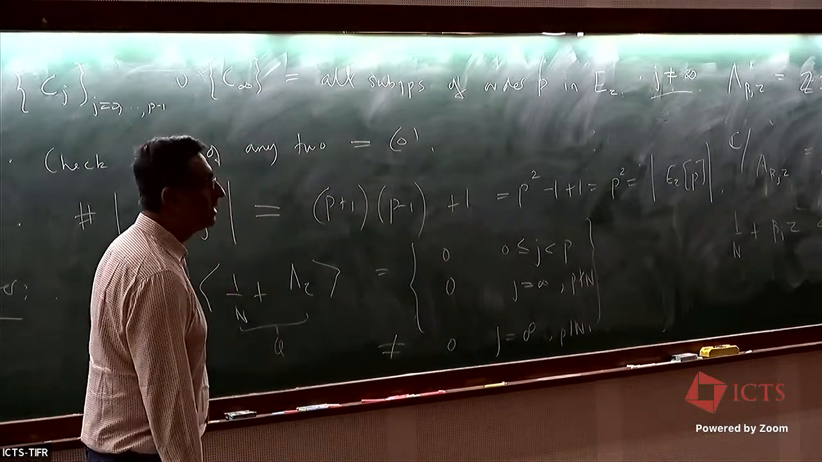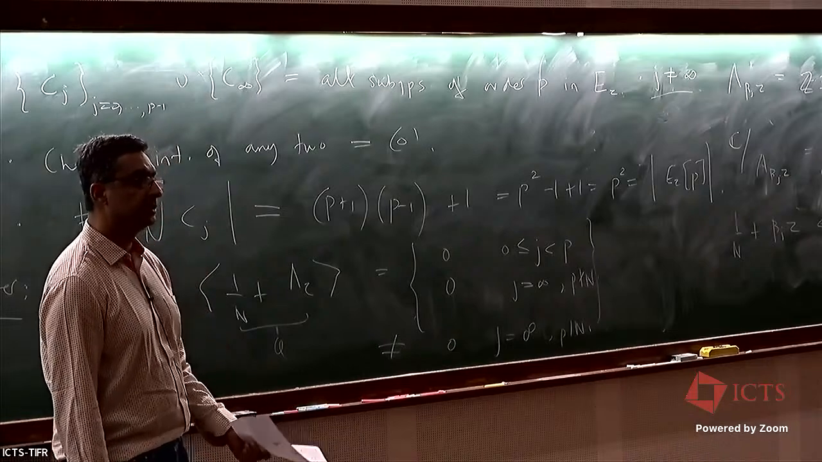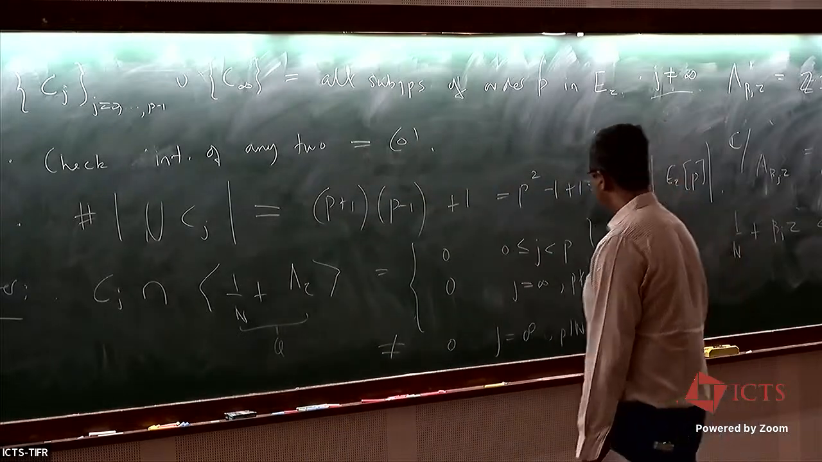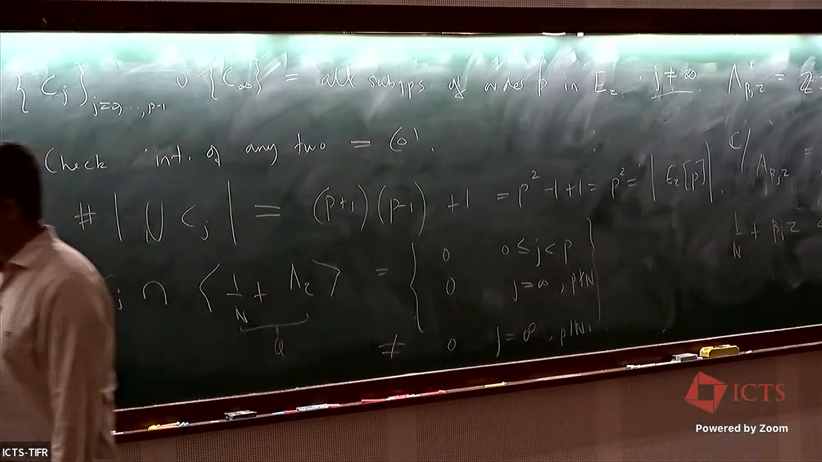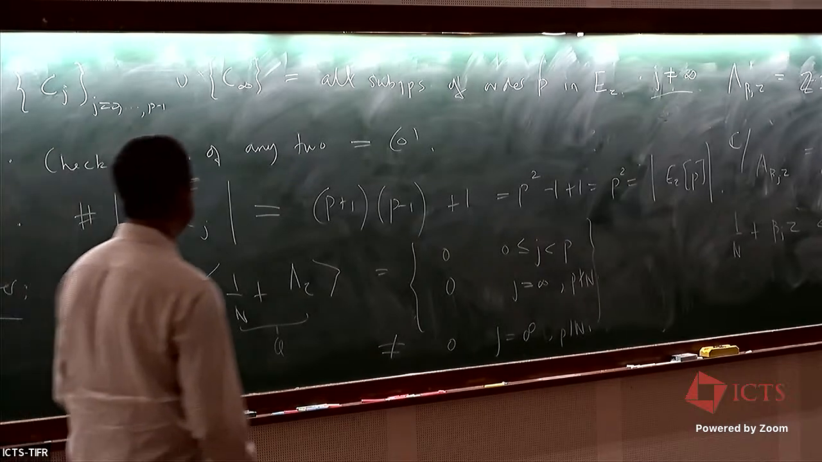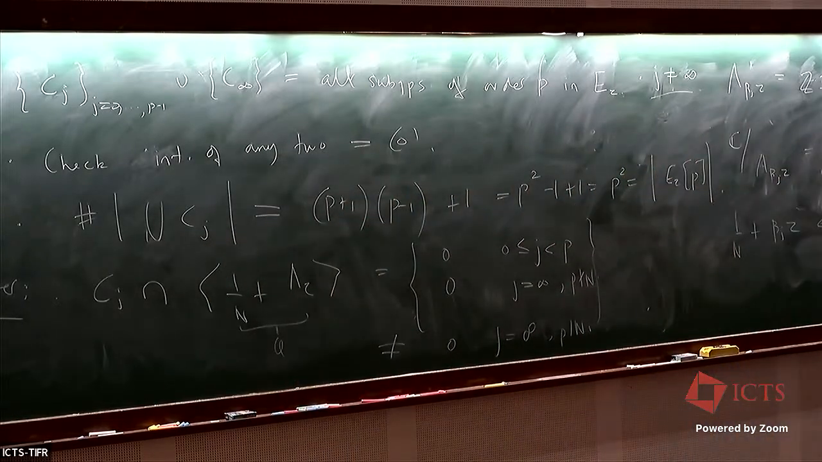But if P divides N, then multiples of a half and 1/4, they'll meet each other, right? The intersection will not be 0. So only in the case where P divides N, you have to drop C infinity. So this condition here that C intersection Q is equal to 0 is a fancy way of saying let's drop C infinity when P divides N. Okay, so that's the modular interpretation of the Hecke operator TP.